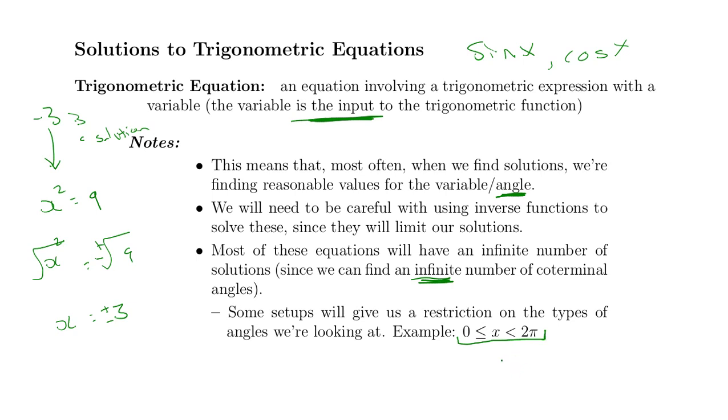Let's not consider all the different possible revolutions. Let's just look at the stuff between 0 and 2 pi, or maybe between negative pi and pi, or something like that. So keep an eye out for that when it exists. I think the best way of getting into this is just starting off with a basic example. So let's take a look.